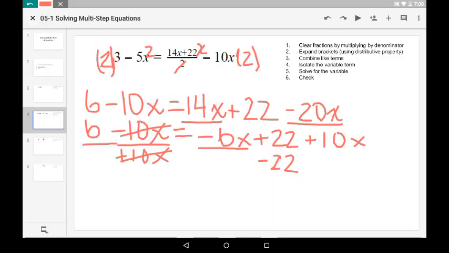Subtract 22. Okay, so over here, 6 minus 22, we're going to get a negative.